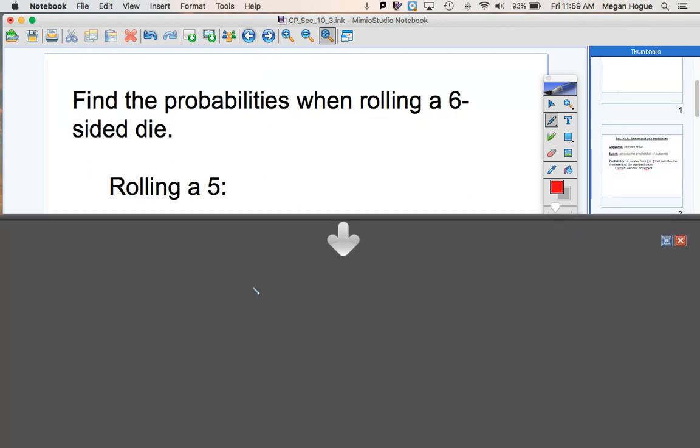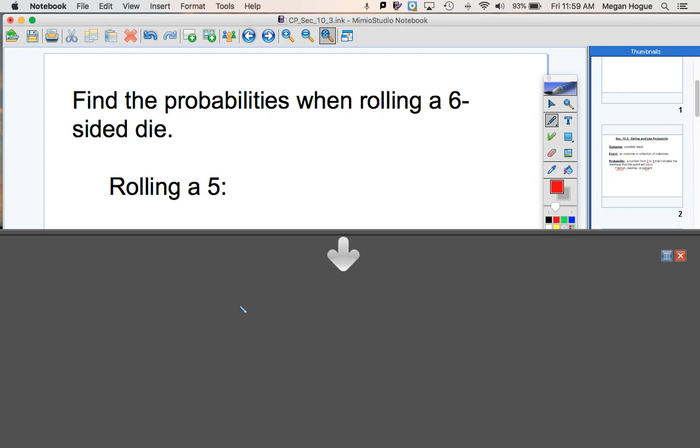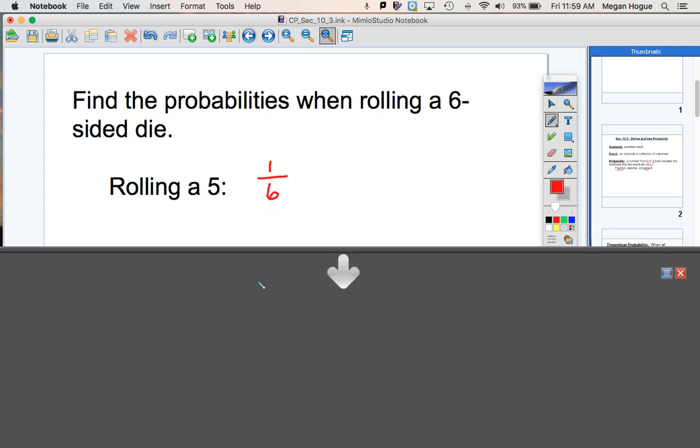All right, so a couple examples. Find the probabilities when rolling a 6-sided die. So just a normal die. If we're doing this in class, we might have dice out and do some activities, but I'm not going to make you do that here. When rolling a 5, how many 5s are on the die? Well, there's just one 5. How many sides does it have? 6. So you have 1 out of 6 ways of rolling a 5.